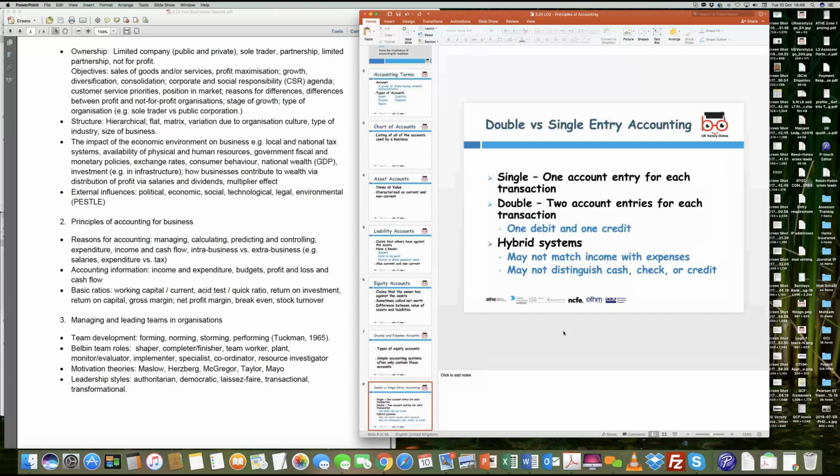Now, we need to understand that the basic principle of accounting hinges on something called an entry system. In some cases, we do a single entry, and in some cases, we do a double entry. Single entry means that you only account for each transaction, whether it's an invoice that you have generated or an expense that you paid out.